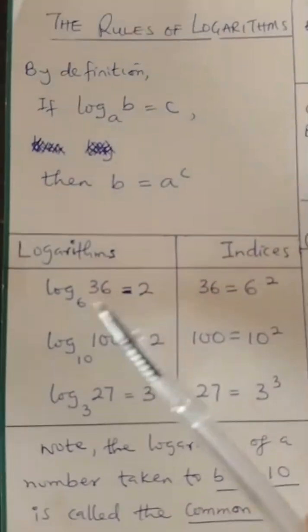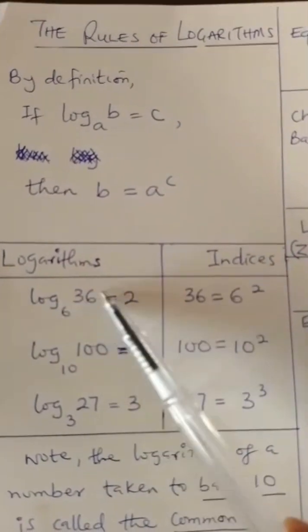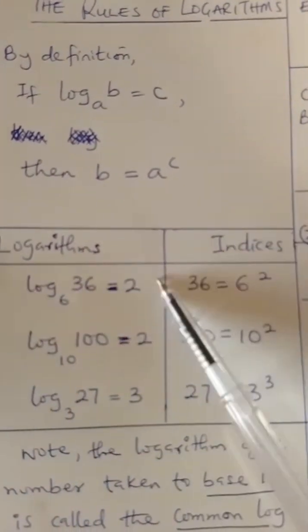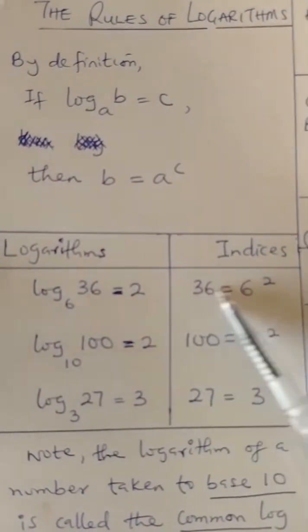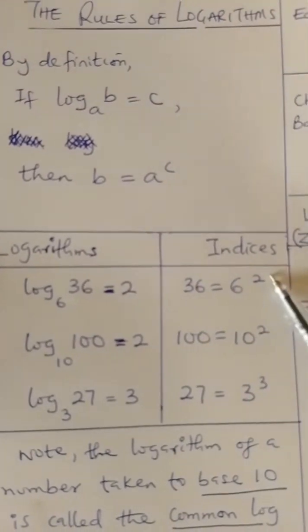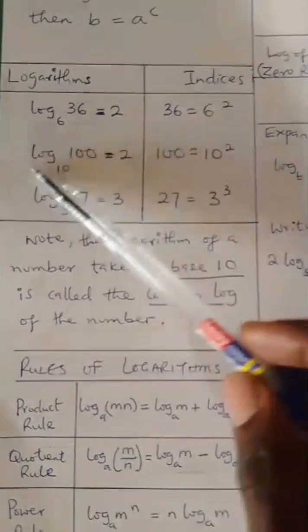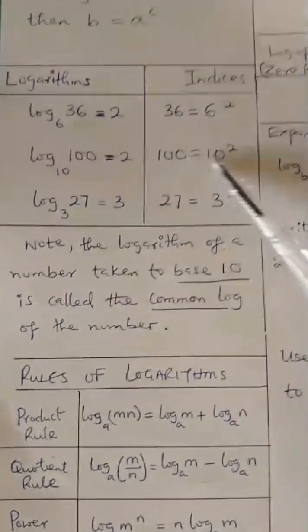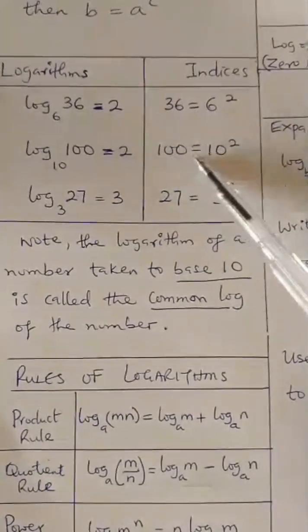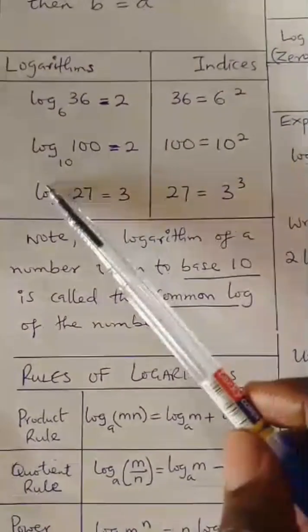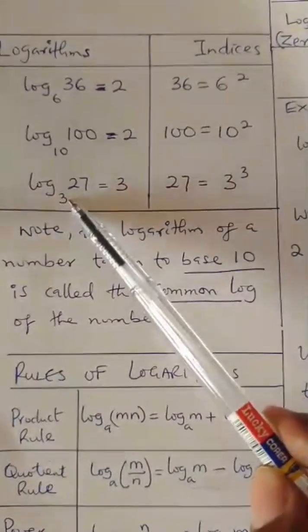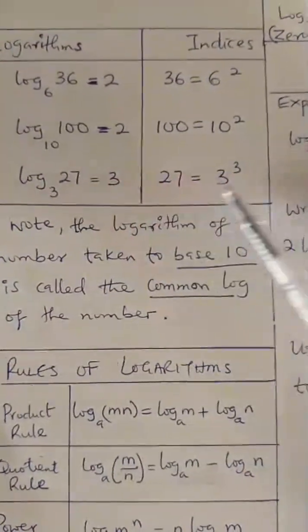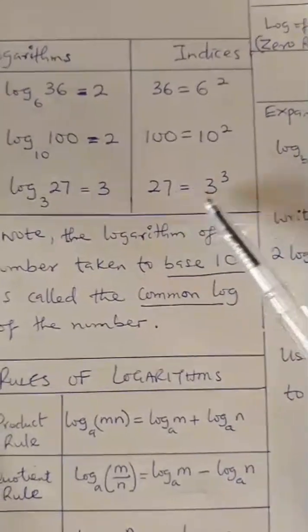So basically, if you apply this to numbers now, if log 36 base 6 is equal to 2, then 36 is equal to 6 to the power of 2. Similarly, if log 100 to base 10 is 2, in indices form, it's basically 100 is equal to 10 to the power of 2. In log form, the log of 27 to base 3 is equal to 3. In indices form, 27 is equal to 3 power 3.